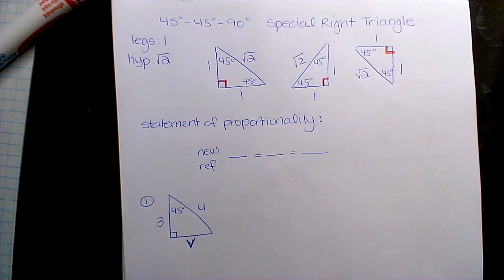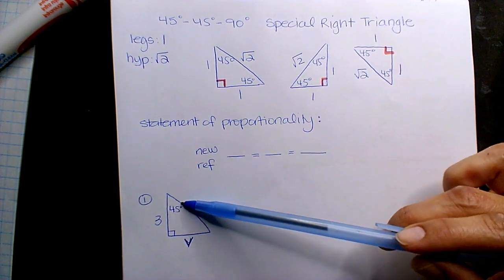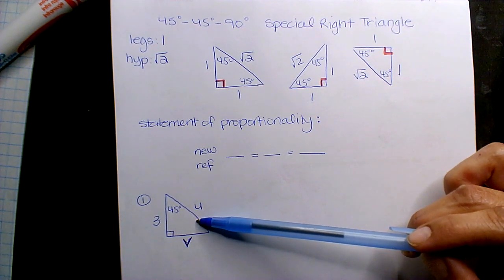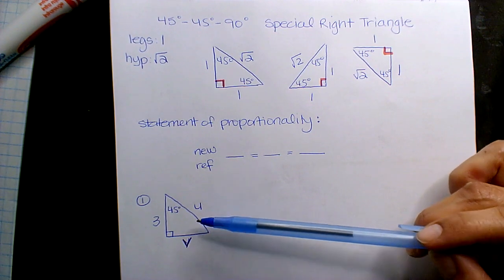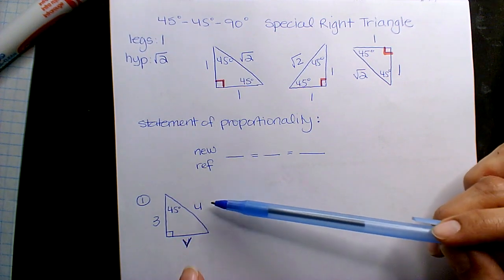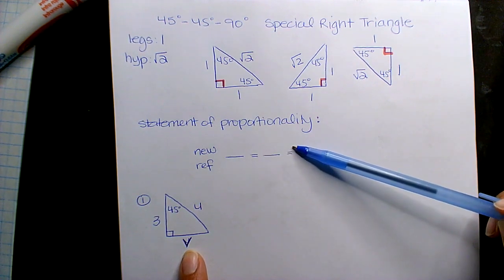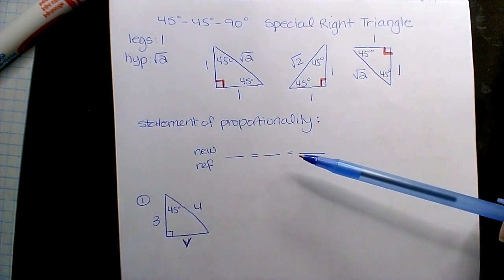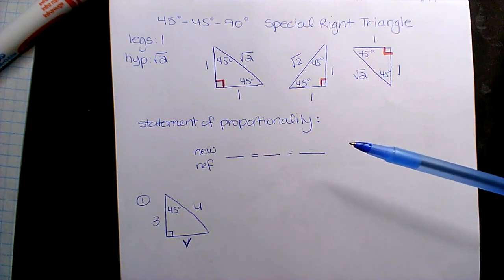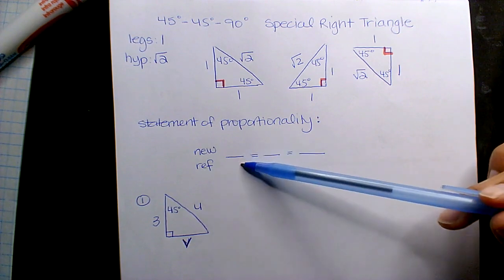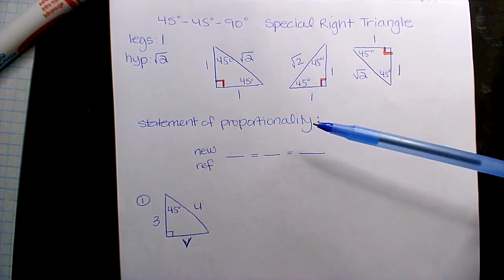So the statement of proportionality, I'm always going to set it up new over reference, meaning this is my new triangle, which is like the question on the quiz, the test, the worksheet. This always goes on top. Why? Because it has variables, and so I would rather have the variables as a numerator. So if you happen to flip it, as long as you're consistent, nothing's wrong with it. But I don't want my variables as a denominator. I'd rather have them on top. That's just it. It's just preference, okay?